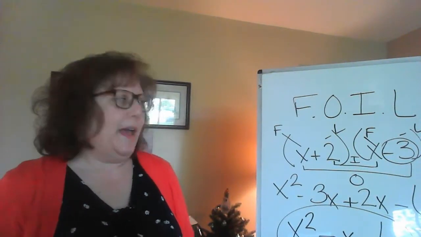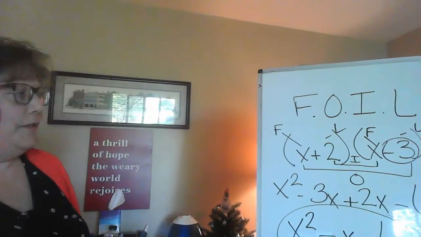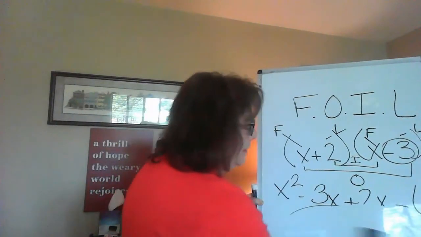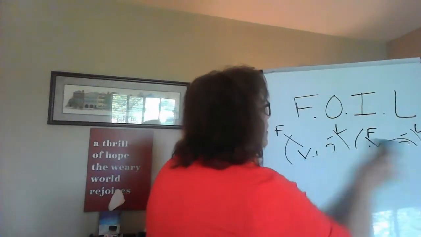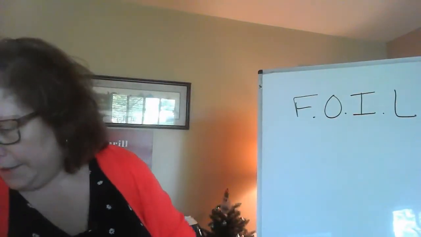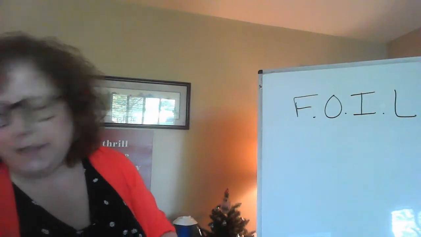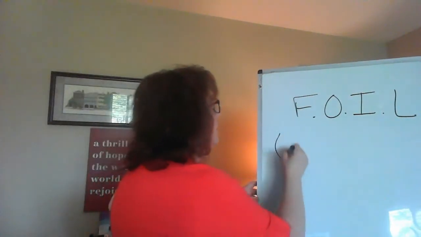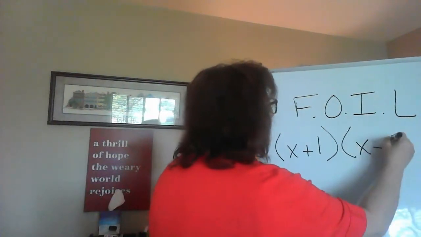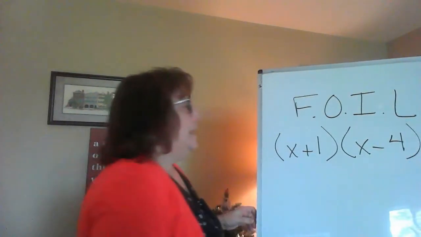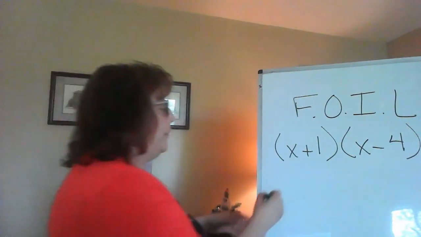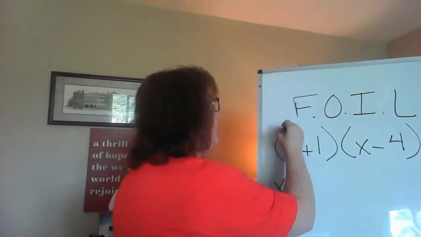So if you're back, I assume that you did the two problems. And so I'm going to leave FOIL up there. And now we are going to do the two problems that I asked you to do. We have x plus 1, x minus 4. And we're going to do FOIL. So we're going to do the first two. We end up with the x squared. So this is F and F.